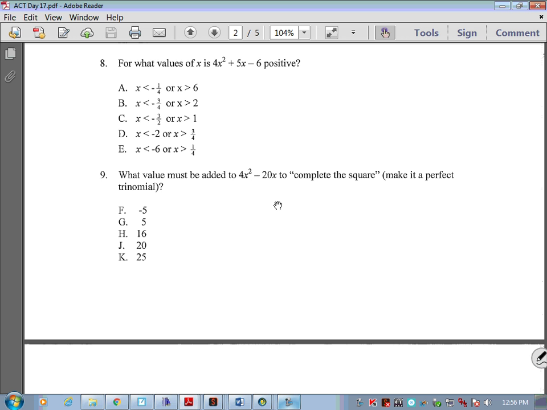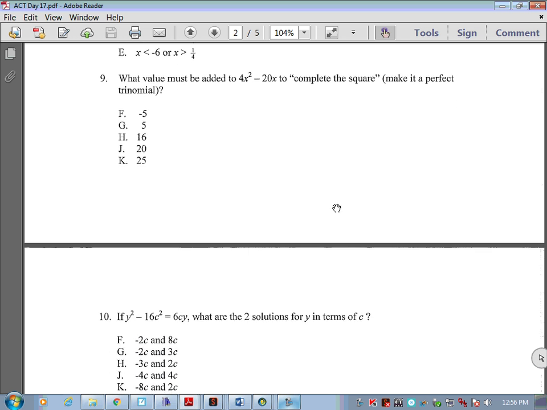Number 9. Does anybody need number 9? Yes? Just like to know how to do it. Okay, number 9. Scroll up here so we got all that page. What value must be added to 4x squared minus 20x to complete the square, make it a perfect trinomial?